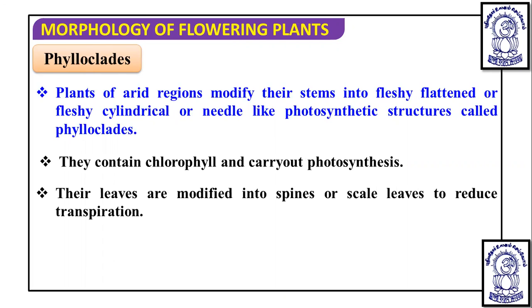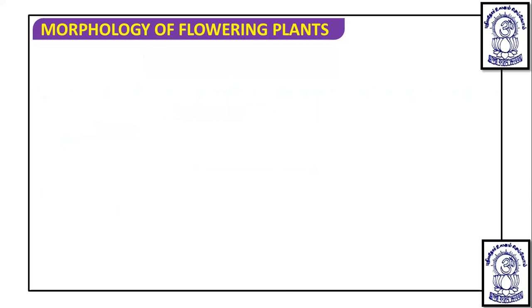So what happens to their leaves? Their leaves are modified into spines or scale leaves to reduce transpiration. And leaves are not flattened or developed. Because of this, there is a need for the stem to get flattened and perform photosynthesis.